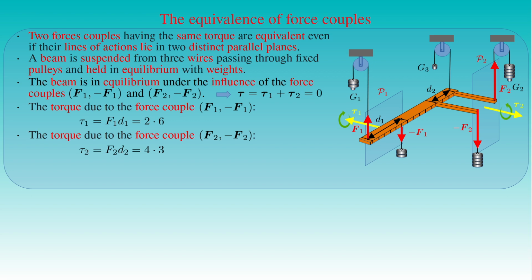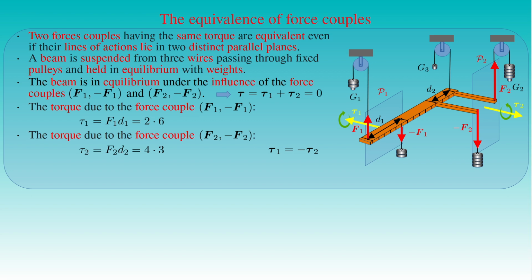Since the planes P1 and P2 are parallel, the torques tau1 and tau2 are opposite in direction. At the same time they have the same magnitude, that is the torque tau1 is equal to minus the torque tau2. Then the torque due to the pair of forces F1 and minus F1 is compensated by the torque due to the force couple F2 and minus F2, as we expected for the system in equilibrium.